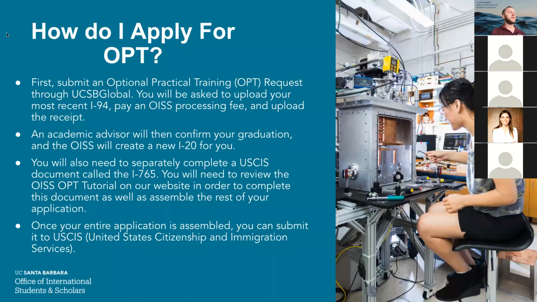How do I apply for OPT? The initial step is pretty similar to CPT, or if you've used USCIS Global at all, pretty similar to some e-forms that you may have already submitted. You'll be asked to upload your most recent I-94. Hopefully everybody is familiar with your I-94 at this point. That's your online record of entry into the United States. You will be asked to pay an OISS processing fee.